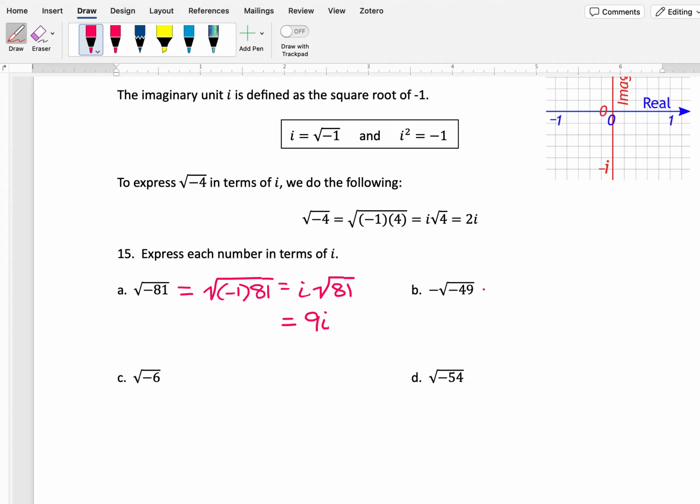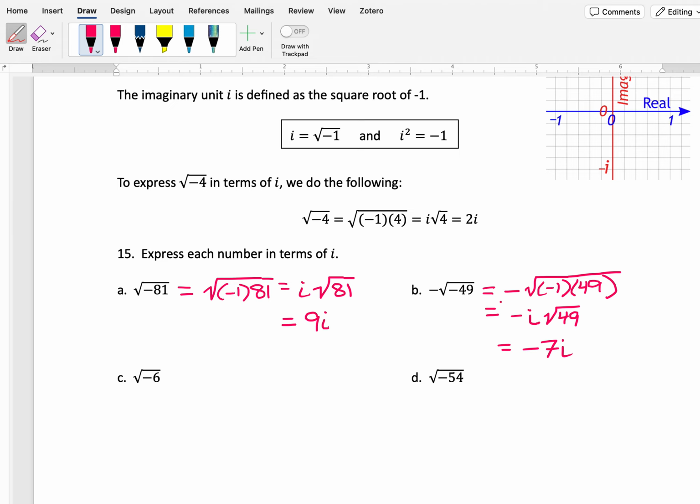So what's going to happen here is I'm just going to put a negative sign in front of everything. I'll write this out in the detail again. I'm breaking negative 49 into negative 1 times positive 49. And then I'm going to have negative i times the square root of 49, which is 7. So this is negative 7i.